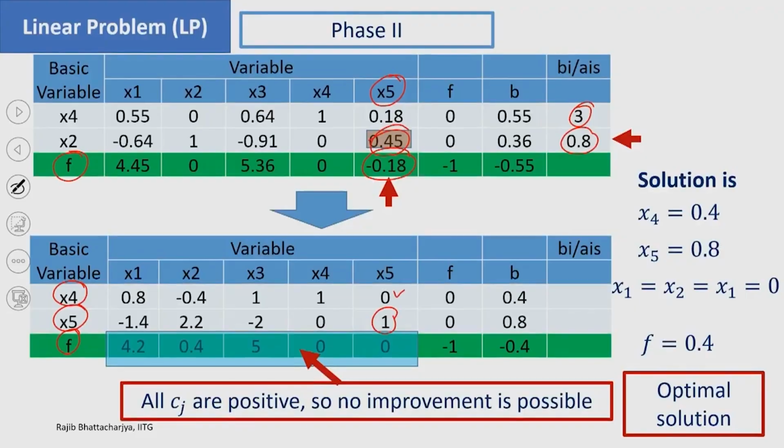So, this is the final solution: x4 = 0.4, x5 = 0.8, and x1, x2 and x3 equal to 0, and the objective function value is 0.4. We got the optimal solution as there is no negative coefficient in the objective function row.